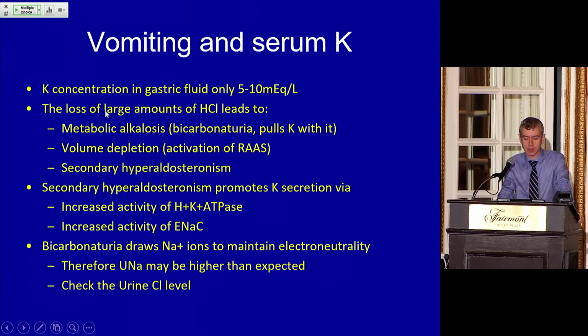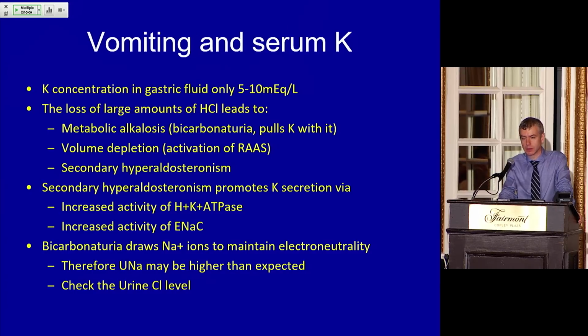However, the loss of large amounts of hydrochloric acid in gastric secretions leads to a metabolic alkalosis and subsequent hyperbicarbonatemia, and resulting bicarbonaturia will result in volume depletion with activation of the renin-angiotensin-aldosterone system, and this will lead to secondary hyperaldosteronism. The secondary hyperaldo state promotes potassium secretion via increased activity of the H+/K+ ATPase and increased activity of ENaC.